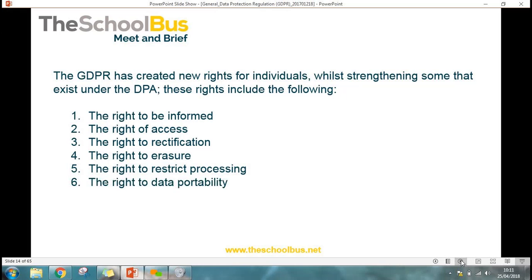And finally, individuals now in the GDPR have the right to ask you for a copy of their data, and we have an obligation to be able to provide the information that we hold to them in a format which can be given and used elsewhere. Data subjects obviously have the right to object to information we hold as well.